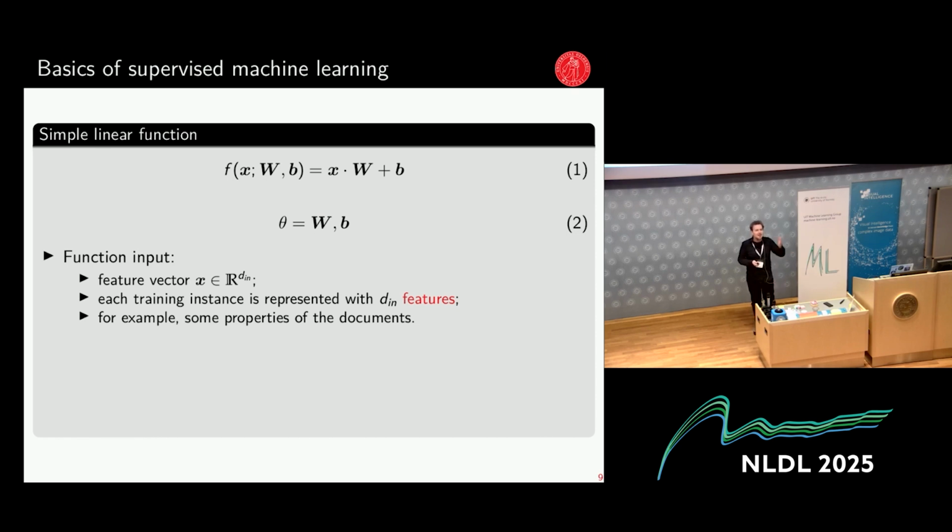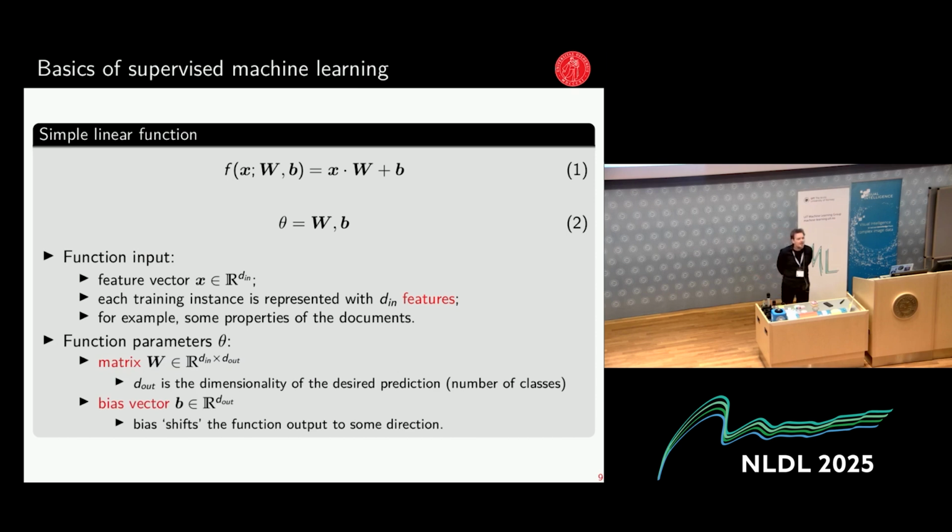equation 1, where we have some input feature vector x of dimensionality d in, right? So this dimensionality defines the number of features that we have in the input instances. For example, if input instances are email messages, some documents, then we are describing these instances using some properties of these documents, some properties of these messages. These properties are features, and the number of features defines the dimensionality of the input vector, right?